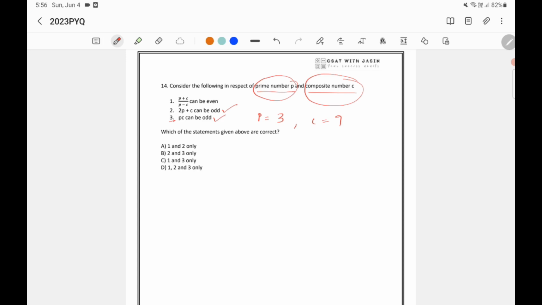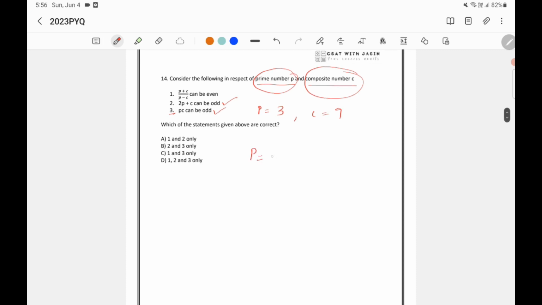Now we have the first option. So I am taking p equal to 11. 11 is a prime number and c is equal to 9. So p plus c is equal to 20 and p minus c is 11 minus 9, which is equal to 2. So 20 divided by 2 is equal to 10. 10 is an even number. So 1 is also correct. So all the statements are correct. So option D is the right answer.